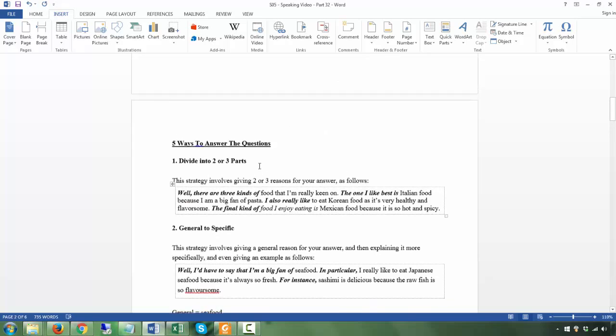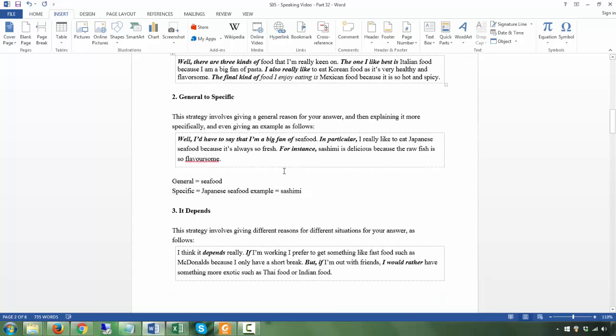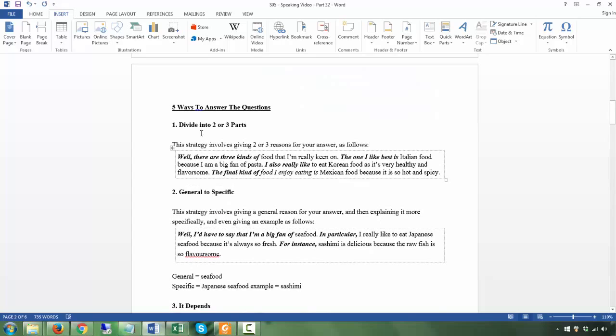So in speaking part 3, these are the various strategies you could use to answer the question. You don't have to use one strategy alone, you can combine them. But the most popular strategy is to divide into 2 or 3 parts. This is the strategy that I teach you for writing task 2. A lot of the questions in speaking part 3 are very similar to the kinds of questions you will get in writing task 2, or at least the way you answer will be very similar.